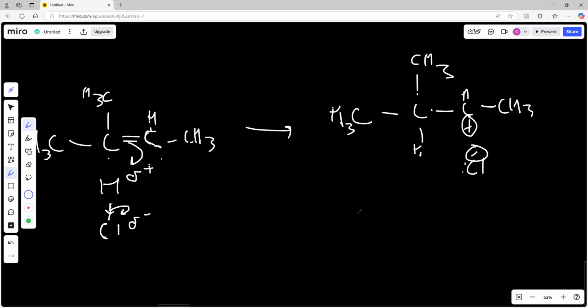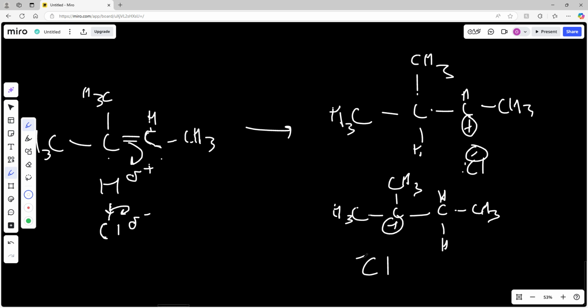Or we could have our CH3, carbon, CH3, CH with our hydrogen here, and our carbon cation in this position, as opposed to that one. And again our chloride ion. So which one is actually more likely to form? Because obviously in solution there are millions and billions and even more molecules when they actually react.